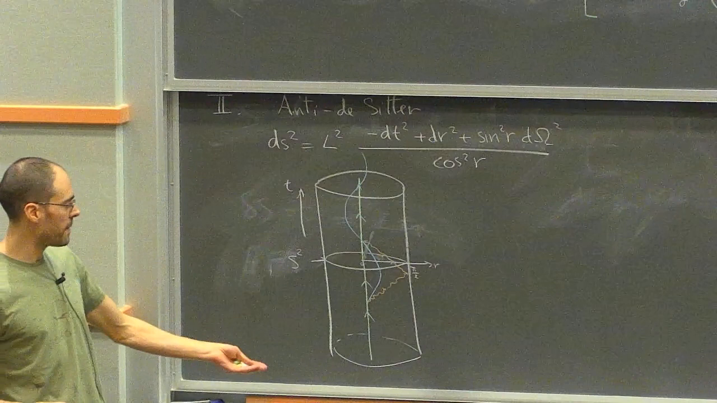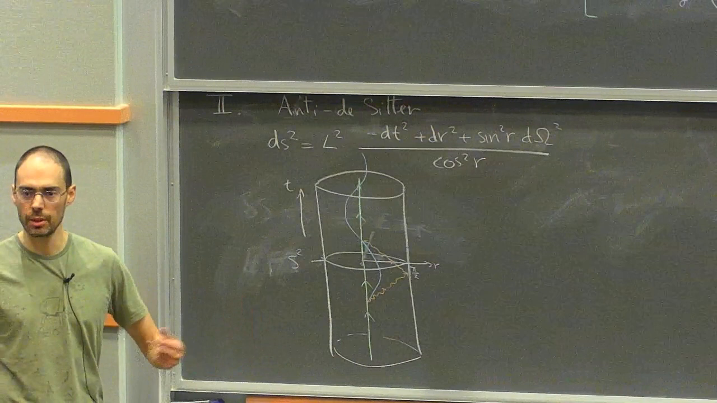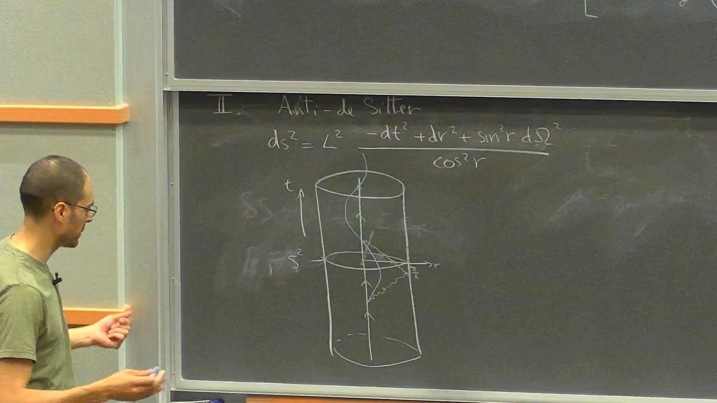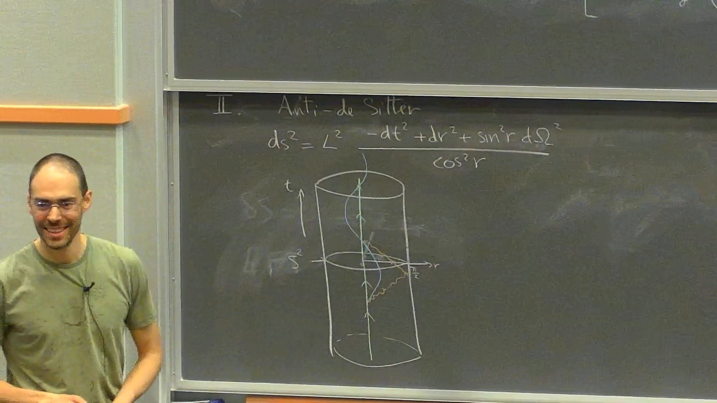So this space is actually homogeneous. All points are the same, and isotropic. All directions are the same. So it's maximally symmetric. It's hard to imagine a box like that, but it's possible. This is the space. Any question about that?